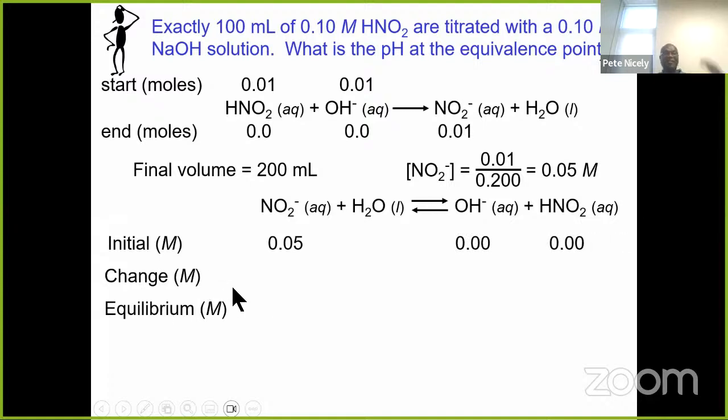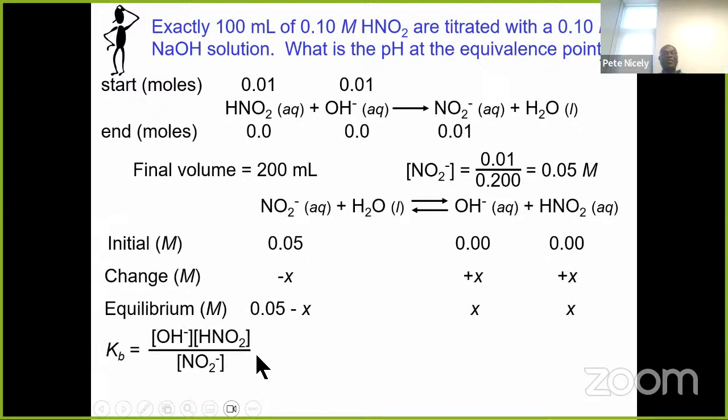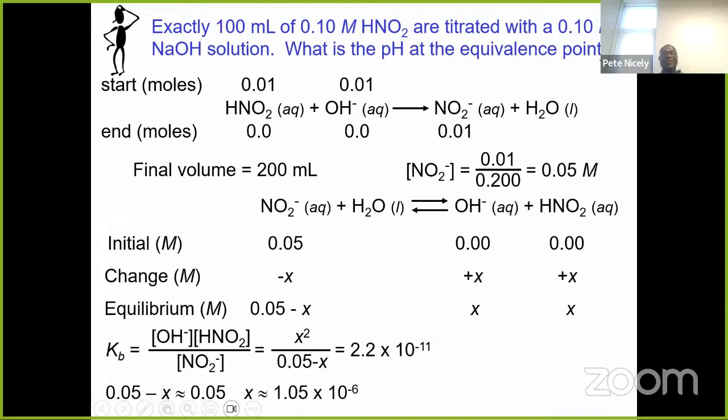And then we do the same things like we did before. We look at the changes. Then we write down the equilibrium expressions. And then we plug them into the Kb expression for the nitrite ion. And then we do the simplifying assumption to solve for x. And then that would give us the concentration of hydroxide. The Kb, by the way, would be equal to, let me write this down here.